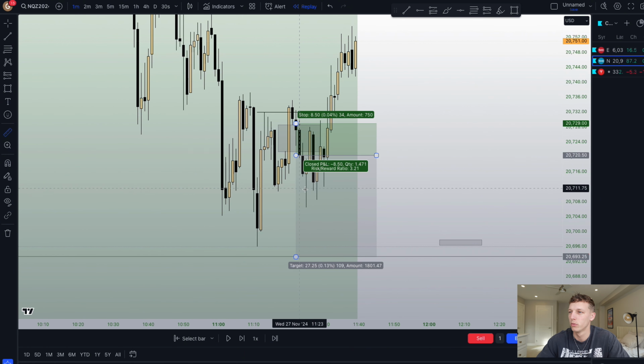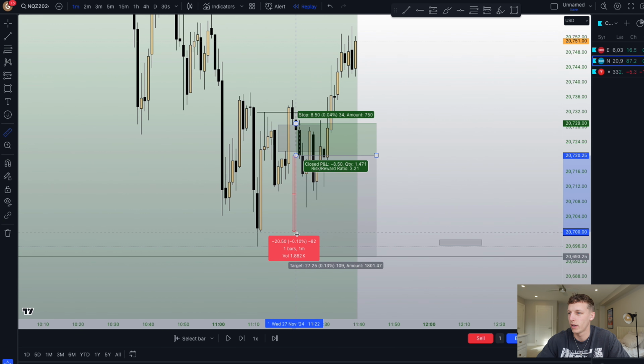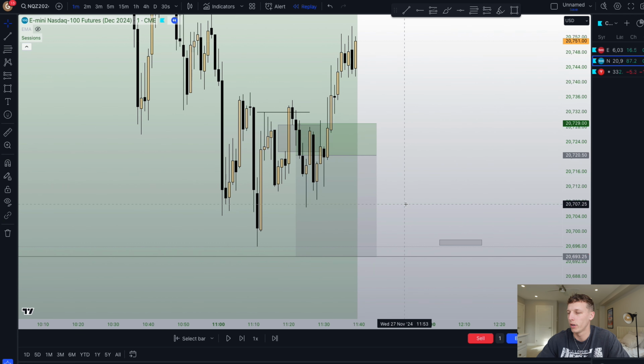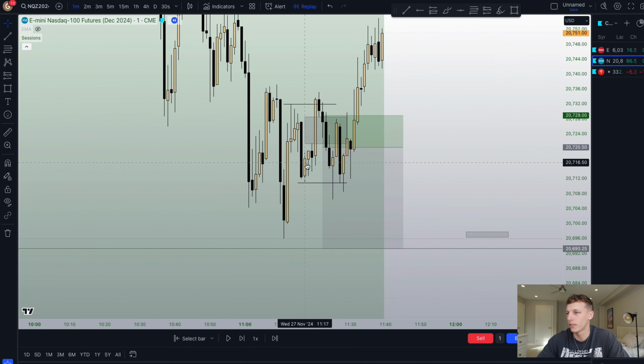We get the sweep, look pretty clean. Amazing liquidity pool down below. And it would have been about a 27 point trade. But again, our break even stops us. So we take this swing low out. And as soon as we take this swing low out, I'm putting my stop to break even.